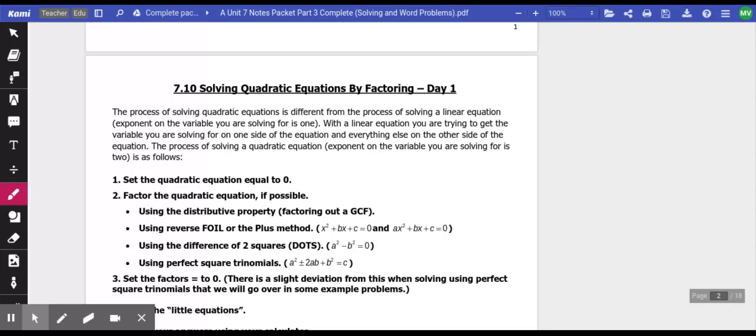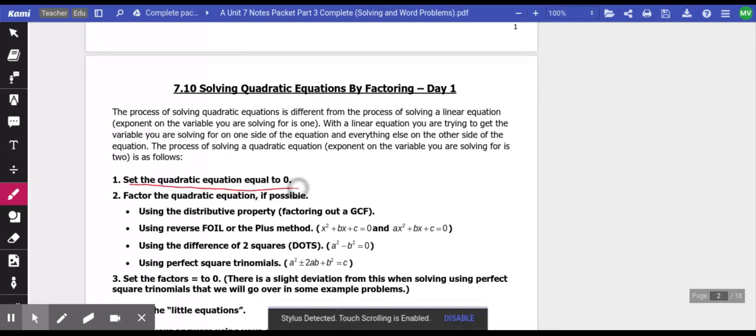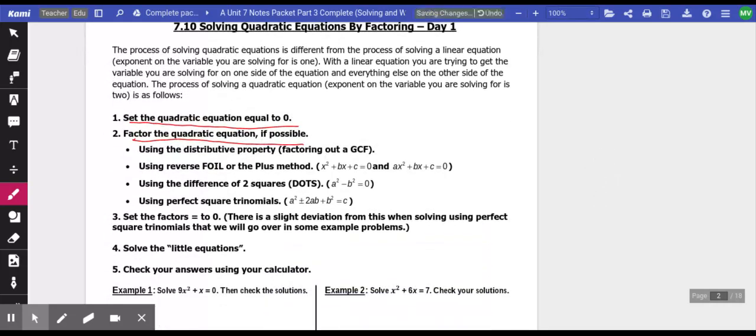In a linear equation, you're trying to get the variable you're solving for on one side, everything else on the other. When you're solving a quadratic, you need to follow these steps. You need to set the equation equal to 0, factor if possible, using the methods we learned in the last part, and then set each factor equal to 0. This is a slight deviation when solving using perfect square trinomials, which we'll go over in some example problems.